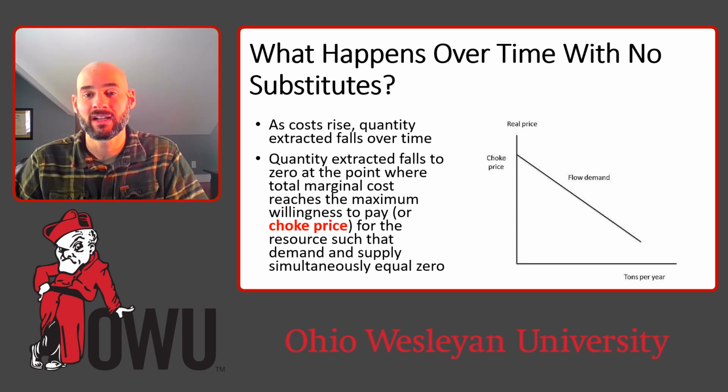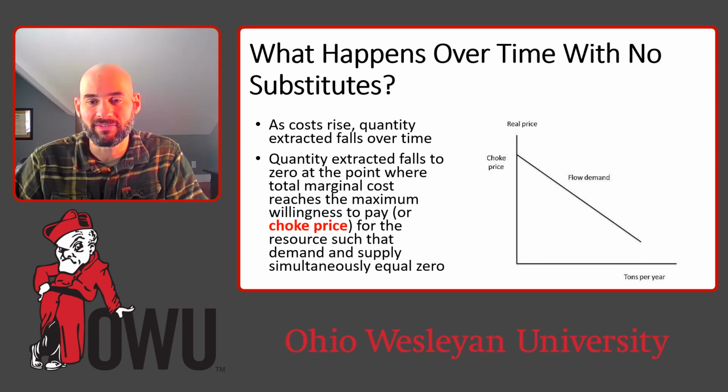This is just like our law of demand, right? But if we're moving from right to left on this graph, and we're starting off with a relatively high quantity of tons per year, and that quantity decreases as the real price increases, then eventually we'll hit a choke price. And that choke price is going to be the price at which it's no longer profitable to extract any of that resource, and is going to set the demand and supply equal to zero for that resource at that price.